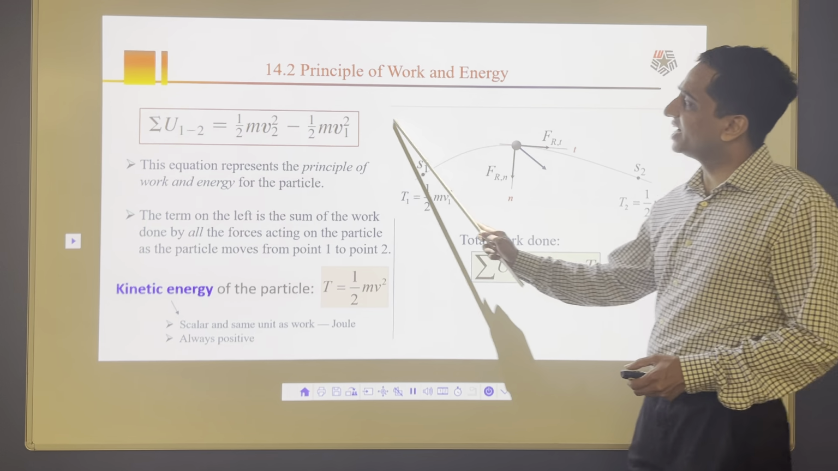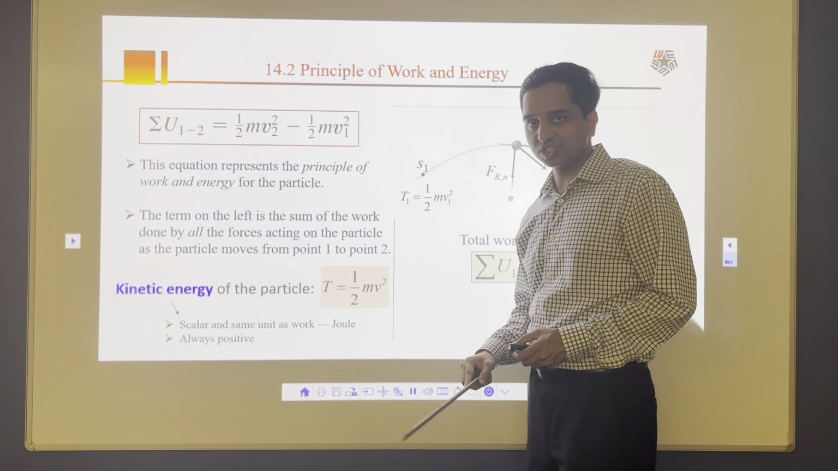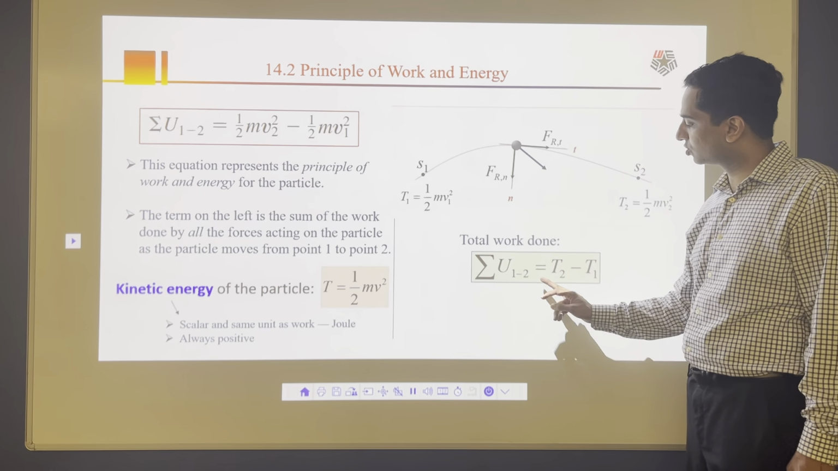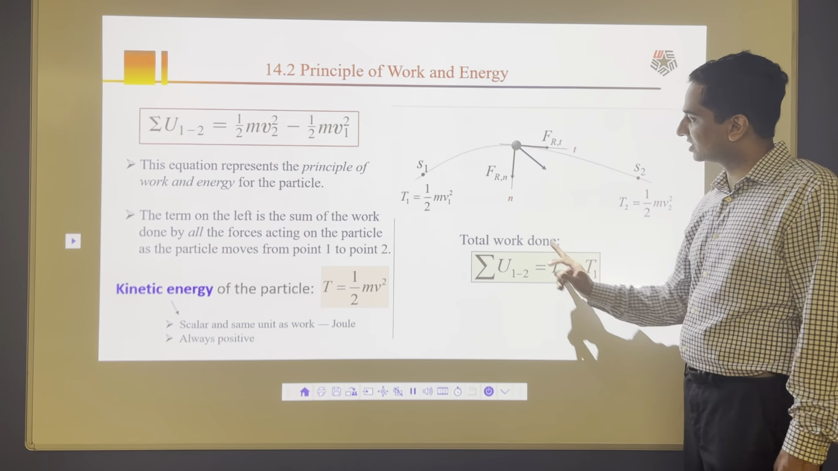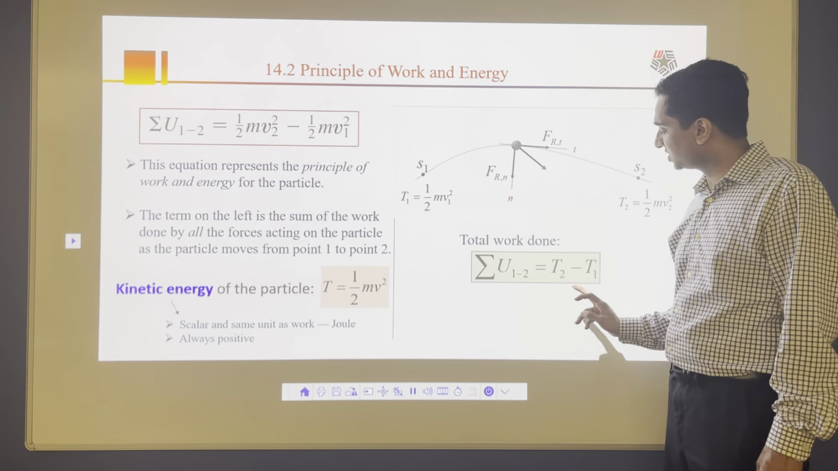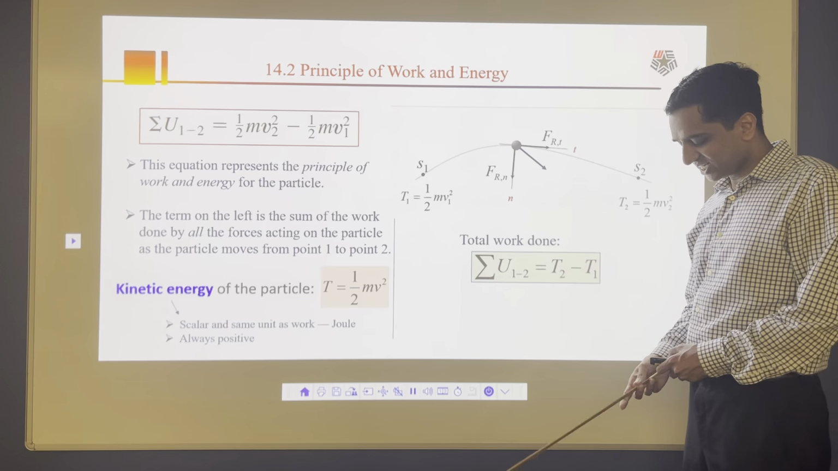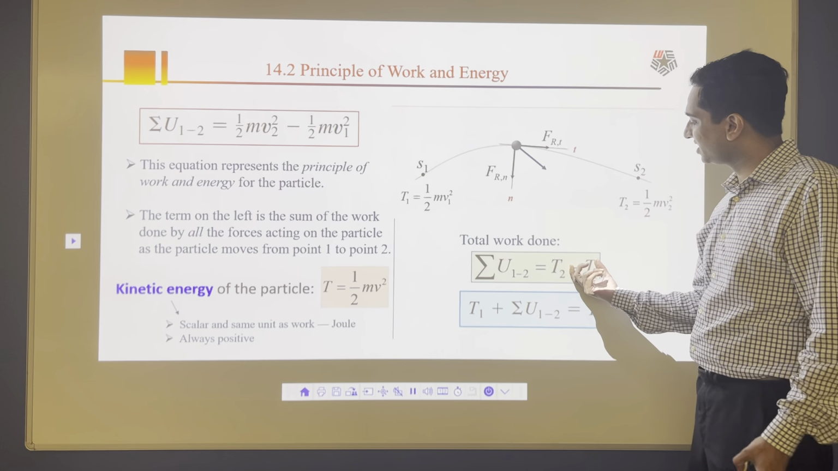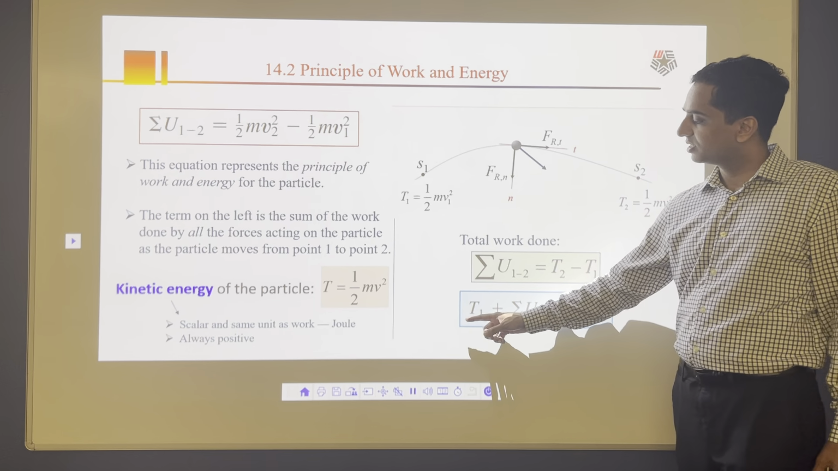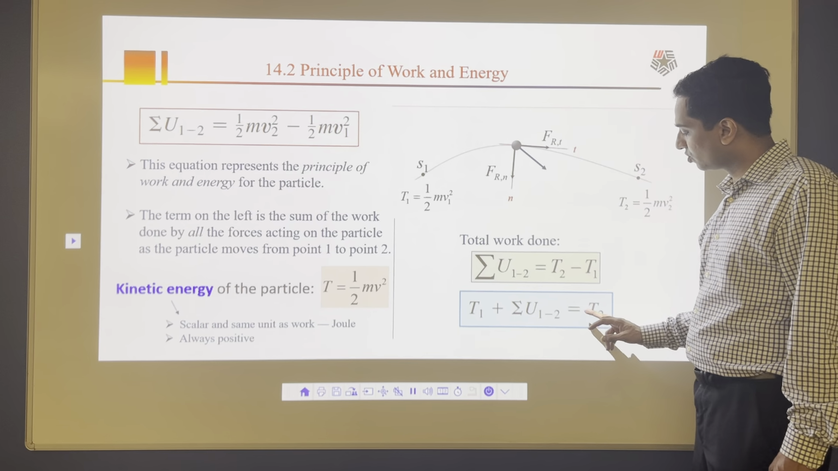So instead of writing this formula, I am going to replace this one as T1, I am going to replace this one as T2, and then I will get principle of work and energy as total work done equal to T2 minus T1. That's my final kinetic energy minus initial kinetic energy, and that's what I get, T2 minus T1. Or I can rewrite this part like this. I can take this minus T1 here and rewrite the equation. It will look like T1 plus total work done equal to T2.